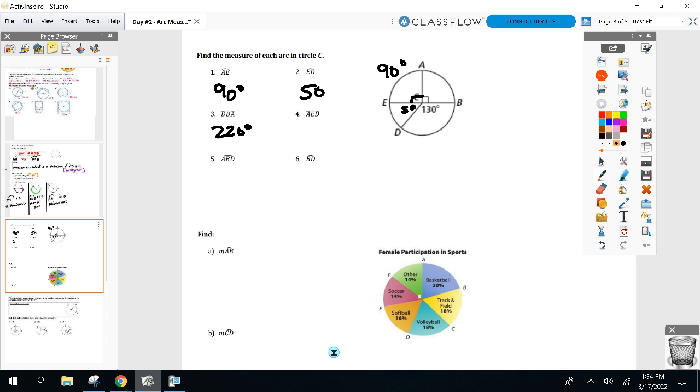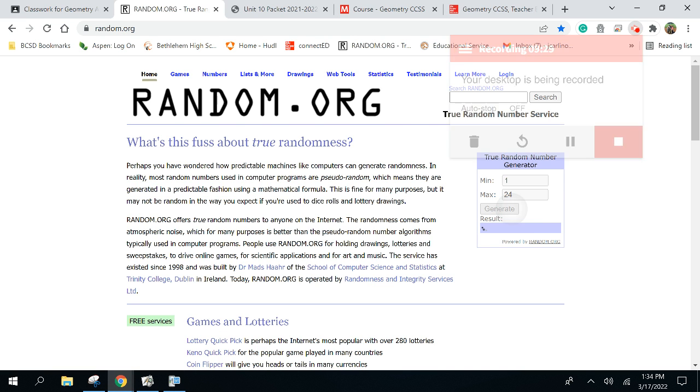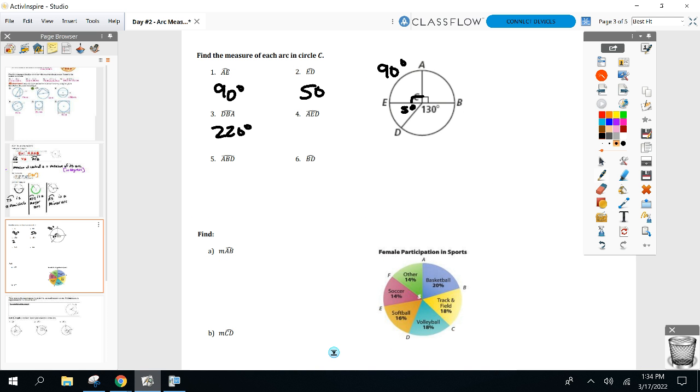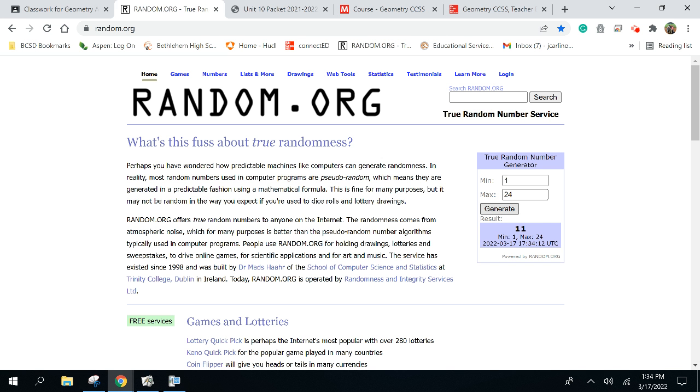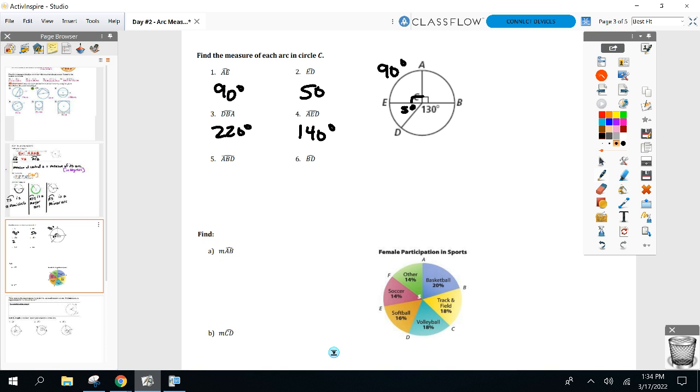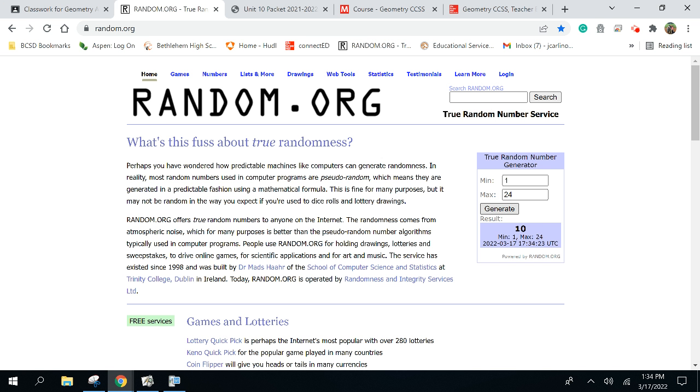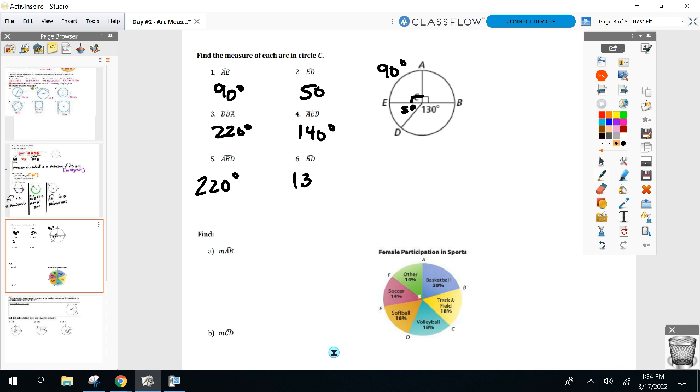All right, how about AED? AED, everybody? 140, good. Arc ABD? 220. Everyone notice that DBA and number 3 and ABD are the same arcs, just named differently. And then finally, arc BD, number 6. 130. Good. Are we all right now? Central angle equal to its arc measure every time.